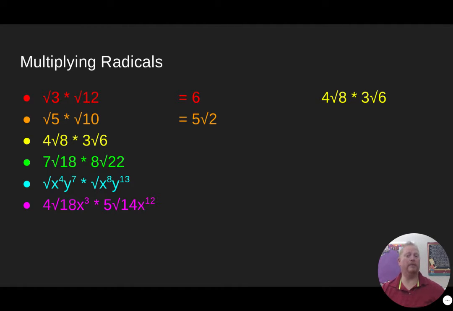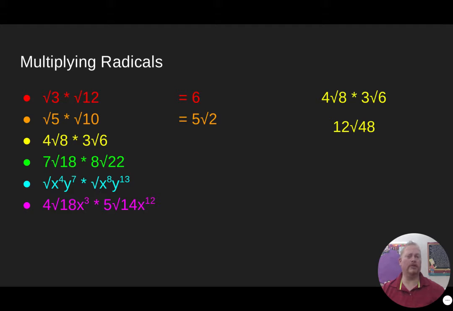Now, on this one, I've got some numbers on the inside of the square root and some numbers on the outside of the square root. So the rule of thumb here is stuff on the outside can multiply together and stuff on the inside can multiply together. So I can multiply the 4 and the 3 and make 12, and then multiply the 8 and the 6 and get 48. So 12 on the outside, 48 on the inside.